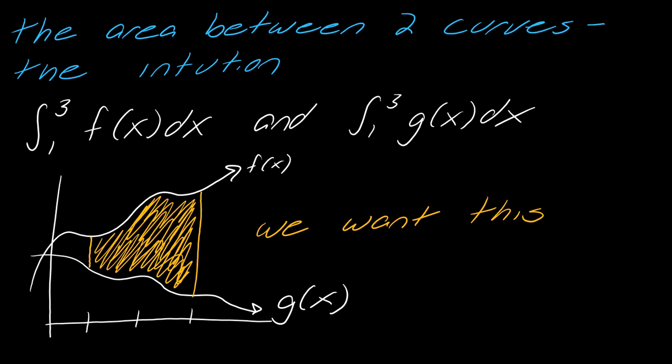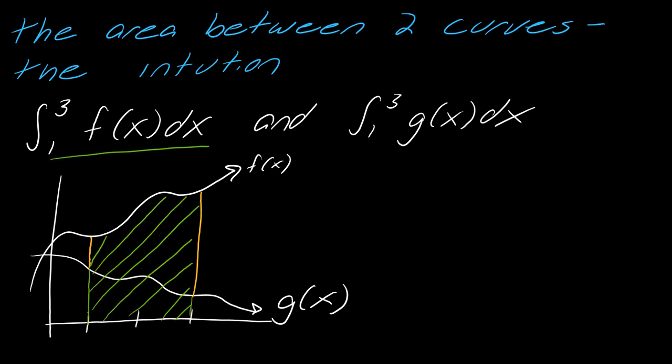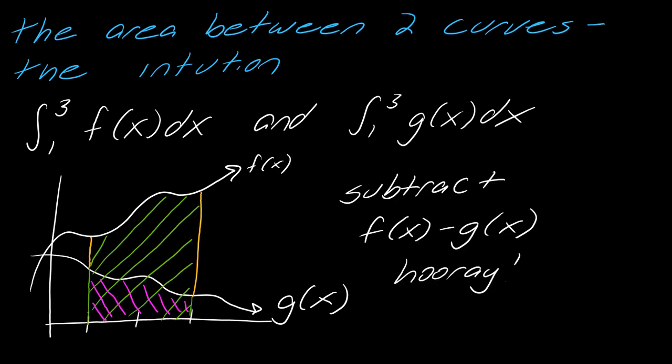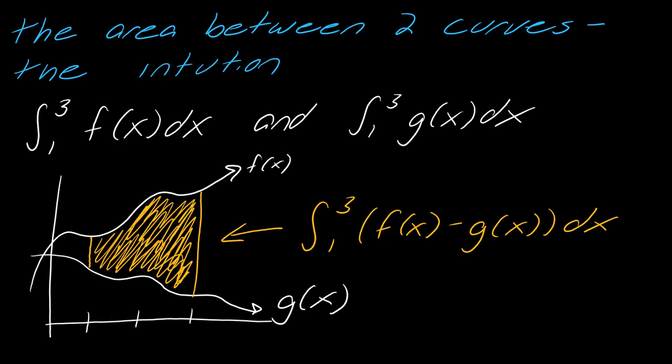Knowing how definite integrals work, my definite integral of f of x is calculating this area, and my definite integral for g of x is calculating this area. I think you can now visualize how I get to this green part here. Well, I could just take this area minus this area, and then I would be left with this last part. So we really just want to subtract f of x minus g of x, and then hooray, we've got it. To figure out the area here, I would just take the top function minus the bottom function. So that's the intuition behind this.